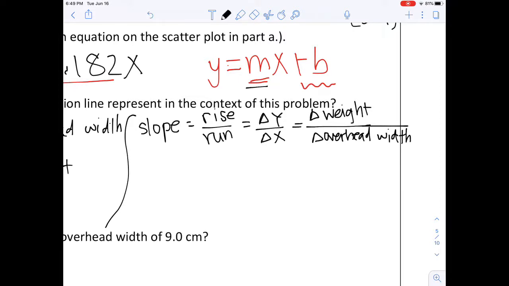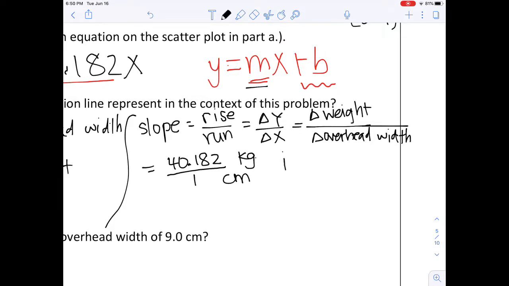And so putting those numbers in, our change in weight over our change in overhead width is equal to our slope, and the slope value that we have is 40.182. And if you notice, I have slope written as a fraction, and I have a decimal here. Don't worry, we won't convert. We're just going to go ahead and put a 1 underneath this. And so what this means is that if the overhead width was to increase by 1, and our units are centimeters, then the weight of that seal is going to increase by 40.182 kilograms.